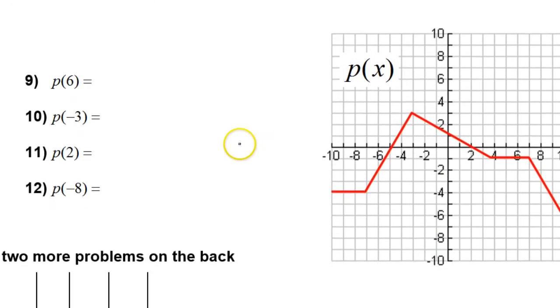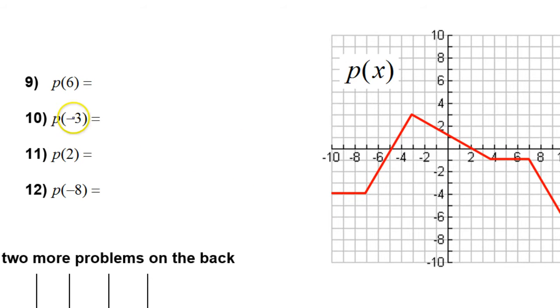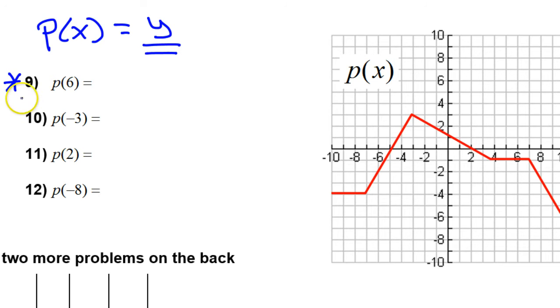Now we can also evaluate a piecewise function if we're given the graph of the piecewise function. So that's what's going on for these problems. These problems are all in the form P of x. In other words, these numbers are x values, and what they're asking us to find is the y value that goes with it. So basically, they're giving us the x value, and they're asking us, what's the y value?